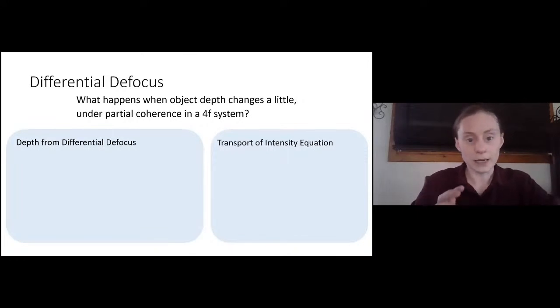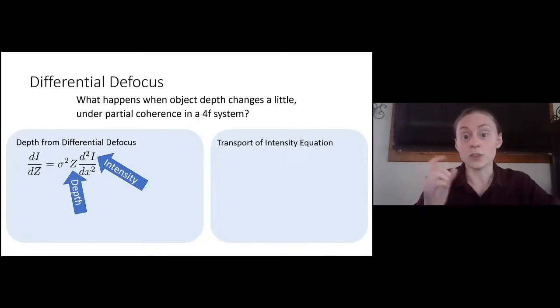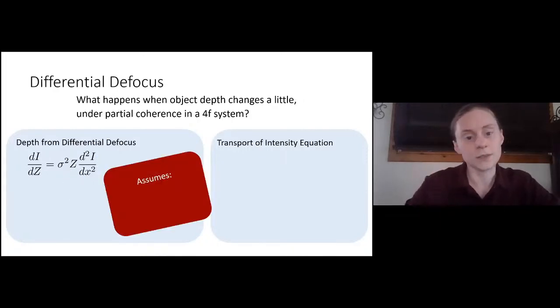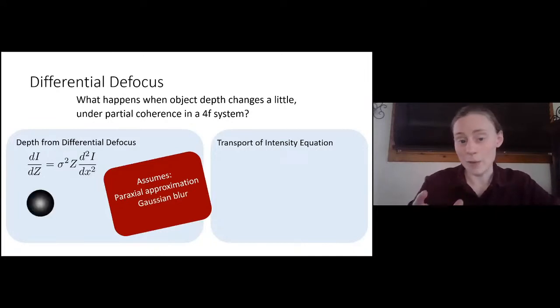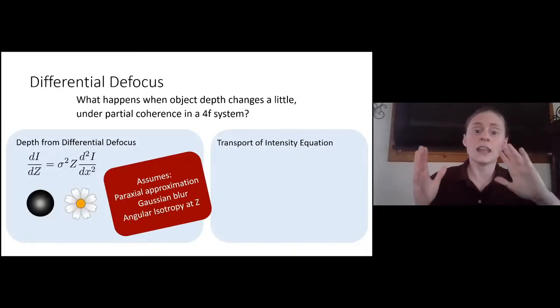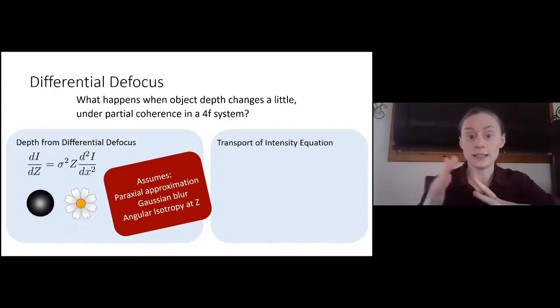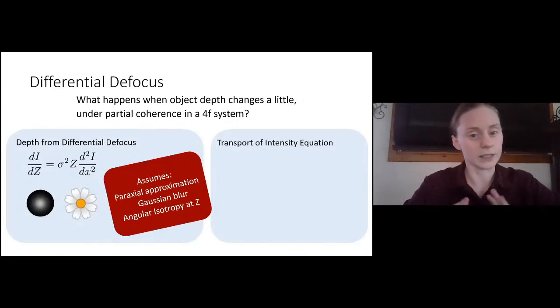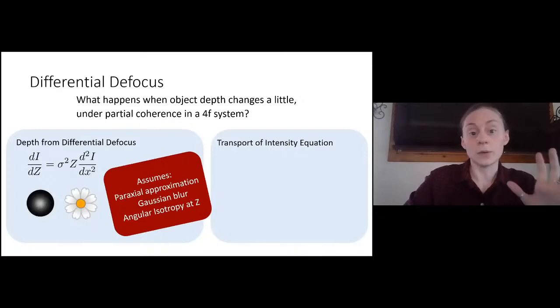So our slightly modified depth from defocus answer is that the change in image intensity due to a differential defocus step is going to be proportional to the scene depth and the image Laplacian. But this is going to come with some assumptions. So first we take the paraxial approximation, but we'll also require a Gaussian apodizer or aperture code. And additionally, we'll require an object with a well-defined depth, like a Lambertian plane or a point source that has some angular isotropy at that depth. And this is leaning pretty heavily on the assumption of partial coherence, right? So this is going to break down as the scene becomes more coherent.